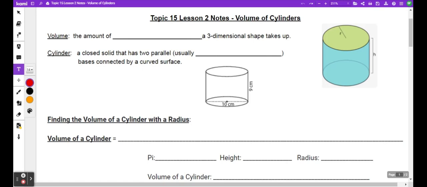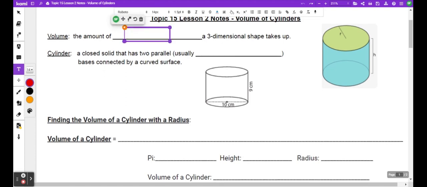Hi everyone, this is the video for topic 15, lesson 2, and in this video we're going to look at finding the volume of cylinders. So last lesson we learned that the volume is the amount of space inside a three-dimensional shape, or how much space a three-dimensional shape takes up. And instead of looking at a rectangular prism today, we're going to look at a cylinder.